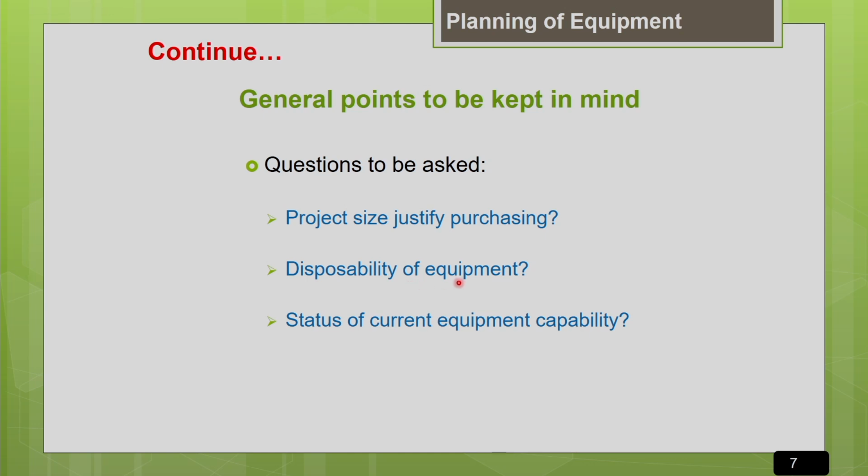Then before buying a new equipment, we should look into the status of the current equipment capability. That means, what is the current equipment capability? What is the productivity of the current machine? What is the cost associated with the current machine? Why should we go for the purchase of a new machine? How is a new machine going to be better in terms of productivity and cost when compared to the current machine? So this analysis you have to do before planning for the purchase of the new machine.